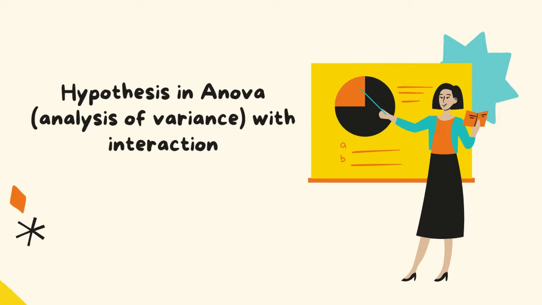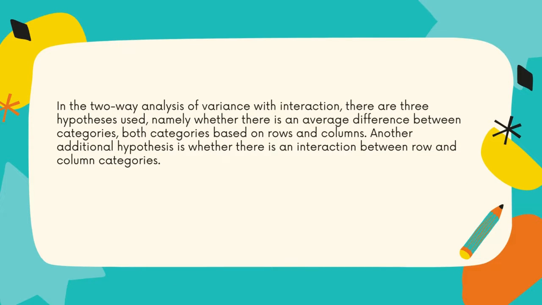Here we'll explain the hypotheses in ANOVA with interaction. In the two-way analysis of variance with interaction, there are three hypotheses used, namely whether there is an average difference between categories, both categories based on rows and columns, and another additional hypothesis is whether there is an interaction between row and column categories.